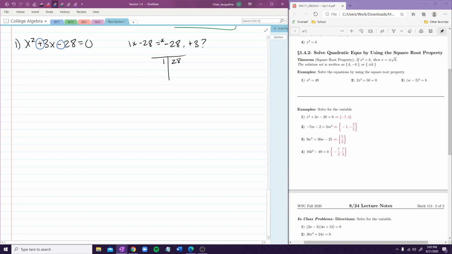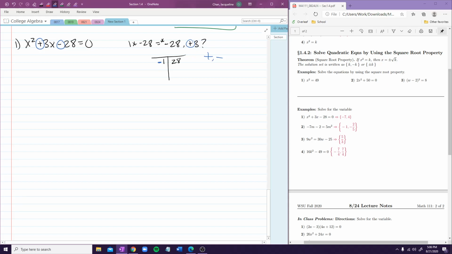So since it's multiplying to be a negative 28, what does that tell me? That tells me my numbers have to be a positive and a negative, a positive times a negative. Right? So what does this positive 3 tell me? This positive 3 tells me that my bigger number is going to be positive. Right? So I'm going to make this one a negative.